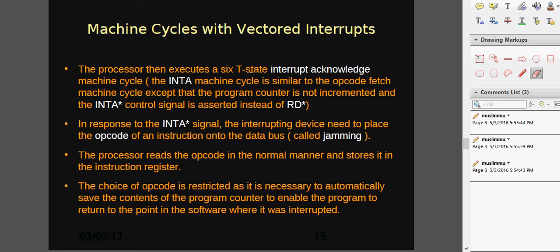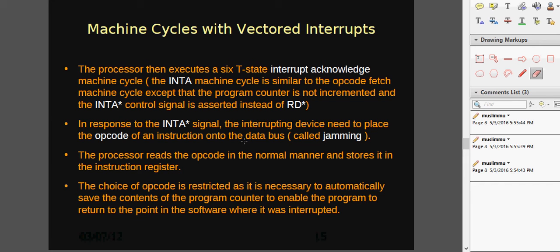You can neglect this part, but the most important thing is that the processor will execute 6 cycles to acknowledge the interrupt. In response to the interrupt acknowledge signal, the interrupting device needs to place the opcode of an instruction onto the bus, called jamming. This is just for the vectored interrupts.